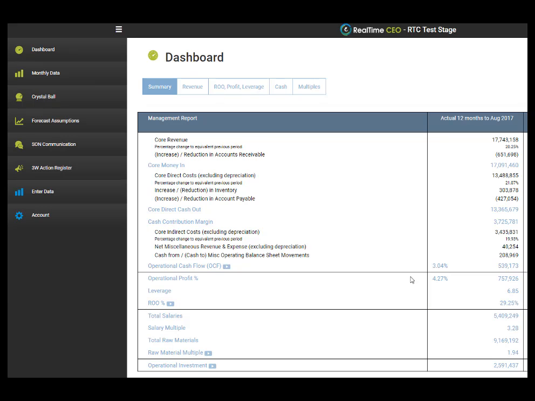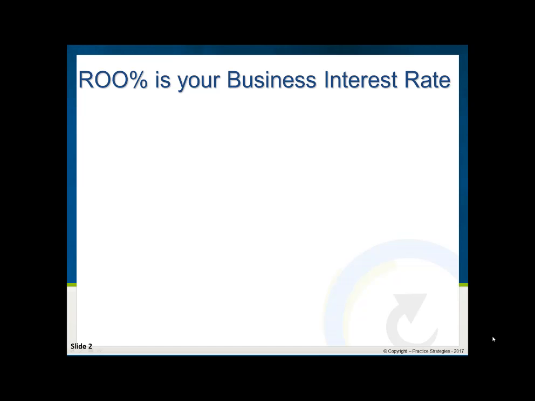29.25%. Having defined the mathematics behind return on operations, now let's look into some of the theory behind our development of this key measure, this primary real-time CEO measure. ROE is our derivation of the flagship DuPont calculation, return on capital employed, often referred to as ROCE. ROE, or return on operations, is in essence the interest rate that your business is generating on the capital that you have invested in your business.